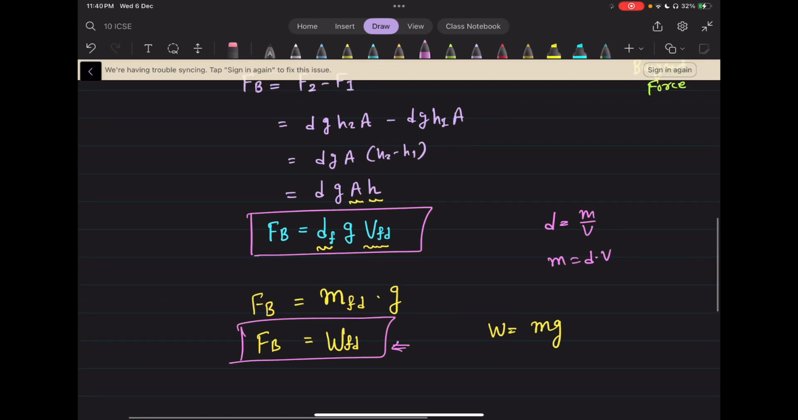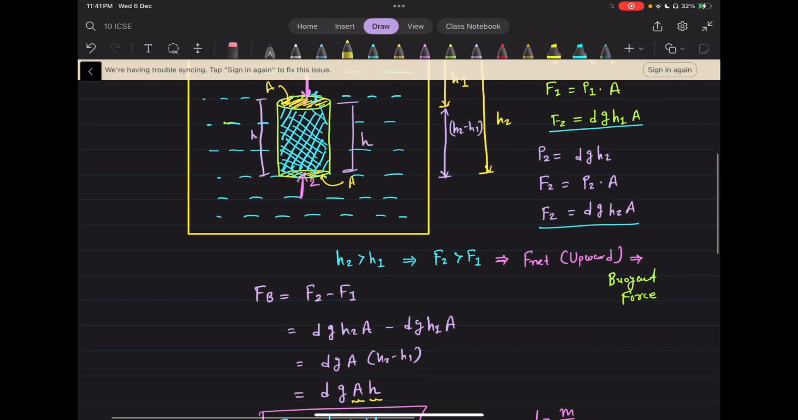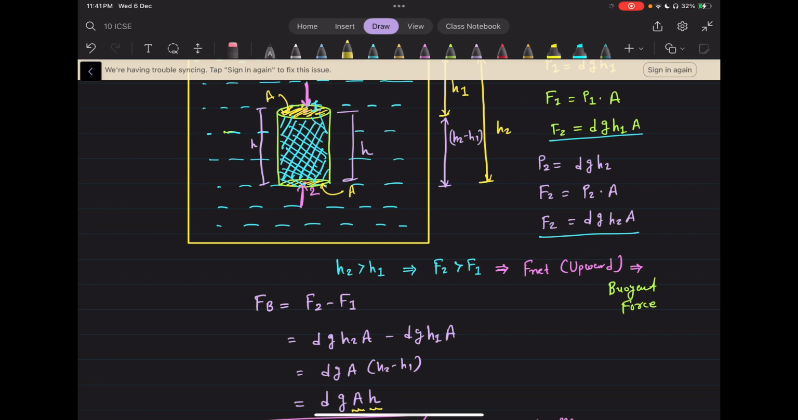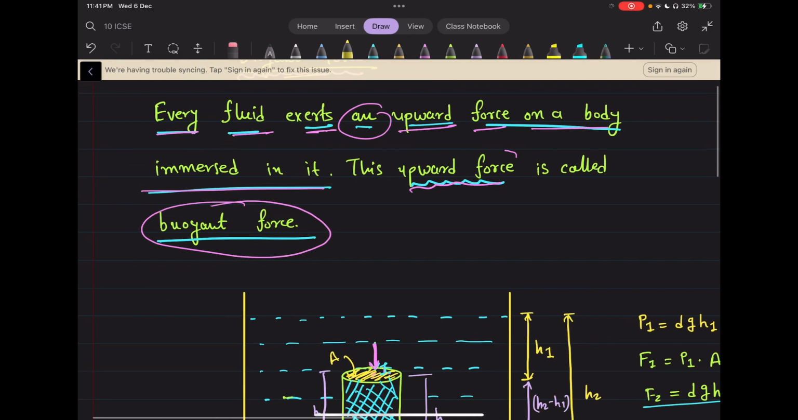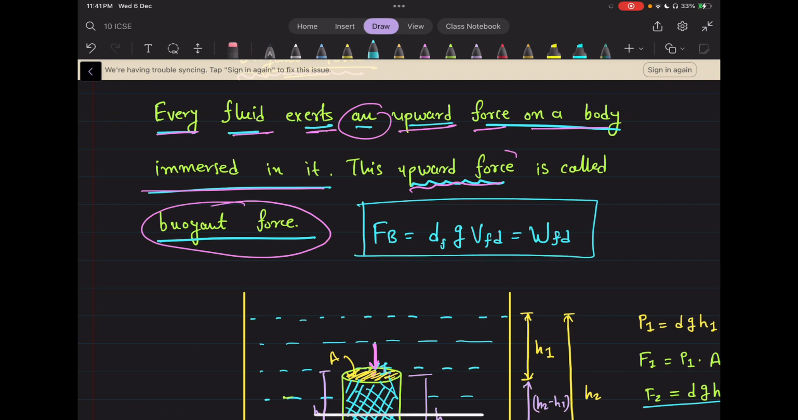So we need to remember these two important formulas for solving numericals of buoyant force, and I hope now you can easily understand what buoyant force is and its ultimate formula. You just need to remember that density of fluid times gravitational acceleration times volume of fluid displaced is also equal to weight of fluid displaced, right? Okay, thank you.